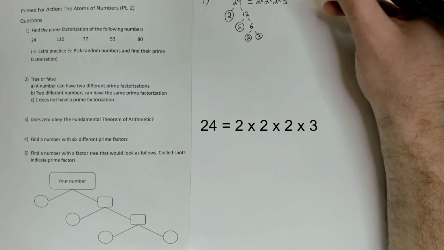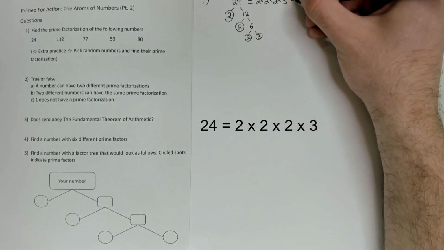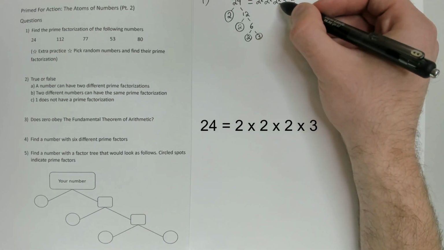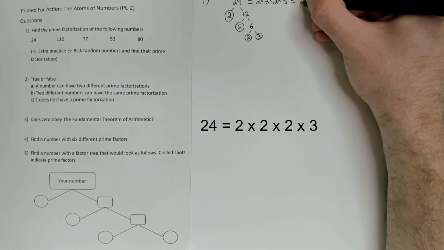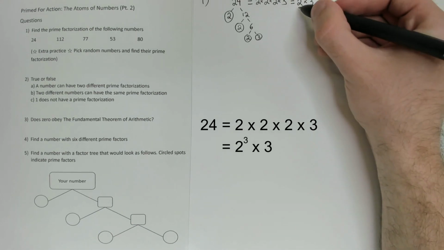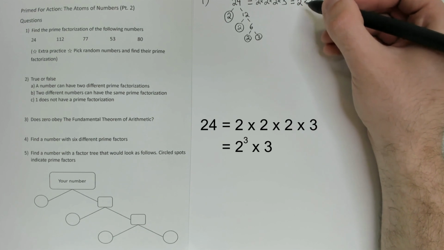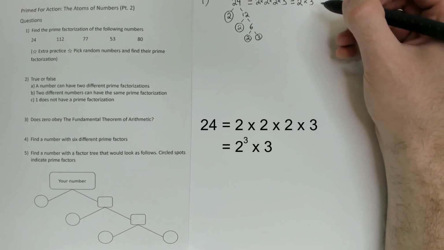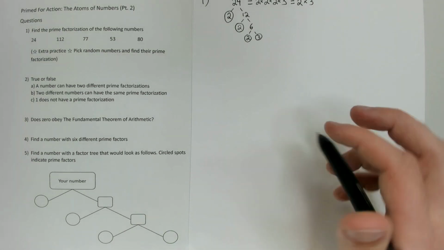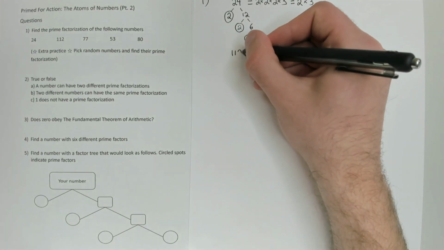24. And we can also write this in exponent notation, where we have repeated multiplication here. So we have 2 times itself 3 times. That's the same thing as 2 cubed times 3. So basically we have the prime number 2 occurring 3 times, and the prime number 3 occurring once in this prime factorization of 24. Alright, so let's go ahead and do 112 now.